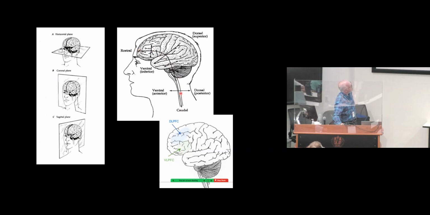Okay? And so, again, let's just talk about dorsal ventral. It changes dorsal ventral. This is dorsal, this is ventral. This is dorsal, this is ventral. And so this is why when we talked about the lateral prefrontal cortex, this is the dorsal lateral prefrontal cortex. This is the ventral lateral prefrontal cortex.